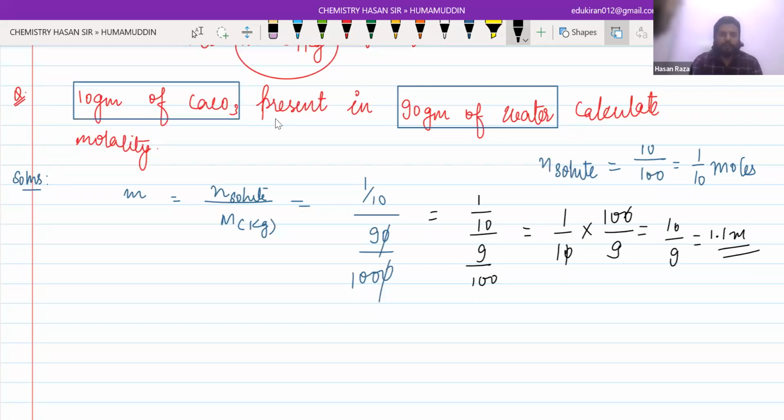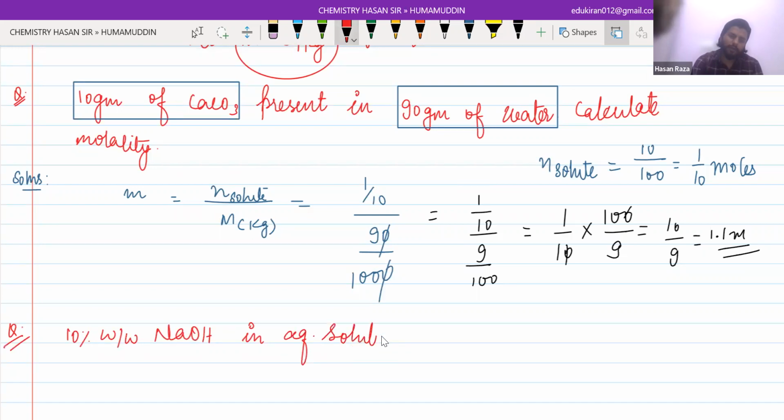Good. Now I'm going to give you another type of this, which is 10% weight by weight NaOH in aqueous solution. Calculate molality.